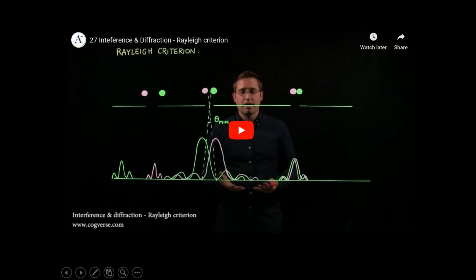The condition is the maximum of one pattern must fall within the first minimum of the other pattern. Similarly, on the other side, the maximum of the other pattern falls within the first minimum of the first pattern. So we have the green and maybe the pink pattern. You can see that the peak of the green diffraction pattern falls into the first minimum of the pink pattern. Then the peak of the pink pattern falls into the first minimum of the green pattern.